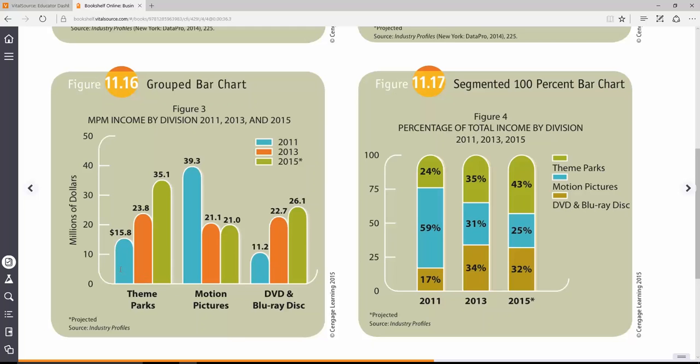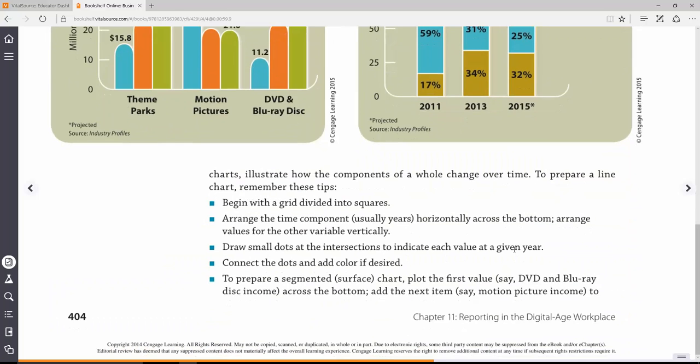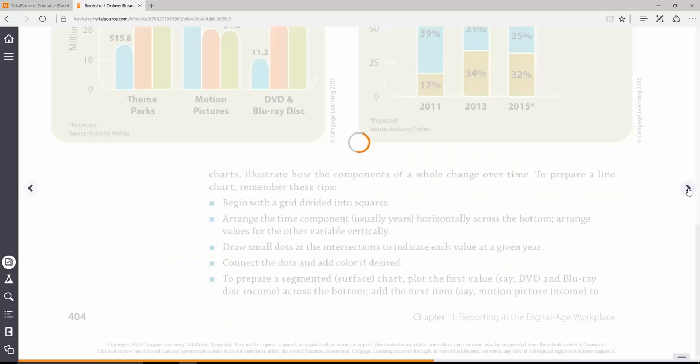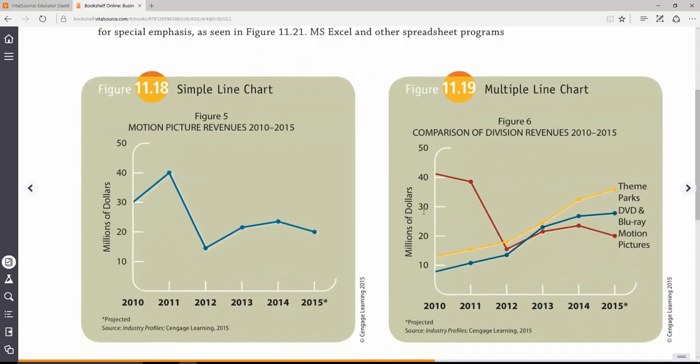Group bar chart. So here's the legend. This is 2011, 2013, and 2015. So you can tell in these three years the theme parks did this. Motion pictures did here. DVD. Segmented. Theme parks is here. Motion pictures are here. DVD is here for 2011. And they put the numbers in here so you can tell what it is exactly. And then it tells you how to do a line chart. Pie charts, we'll talk about at the bottom.